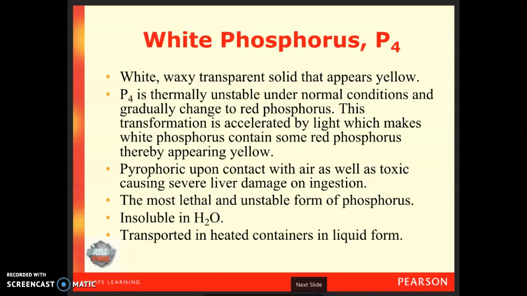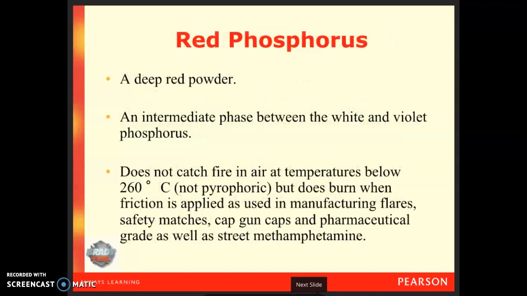And so, how do we keep it from exerting all of these properties? Well, we store it underwater. And if you store it underwater, it loses its pyrophoria, at least as long as it's under the water. And it's obviously not going to be toxic unless someone takes it out of the water and tries to ingest it. Now, when it is transported, it is usually transported in the liquid phase. White phosphorus, and as most nonmetals, is pretty easy to melt. So with some slight heating, we can liquefy it and make it easier to transport.